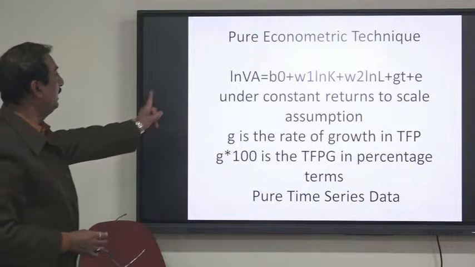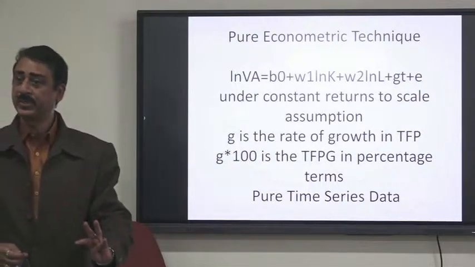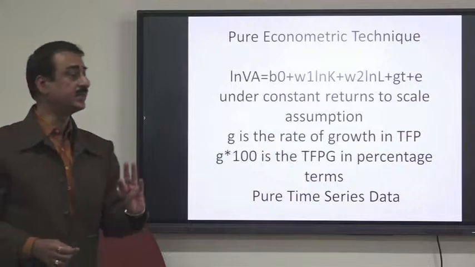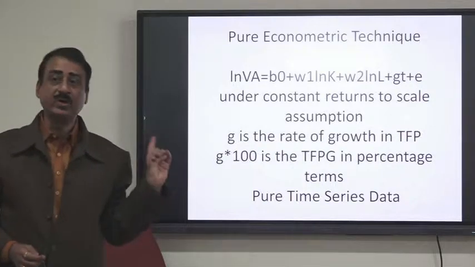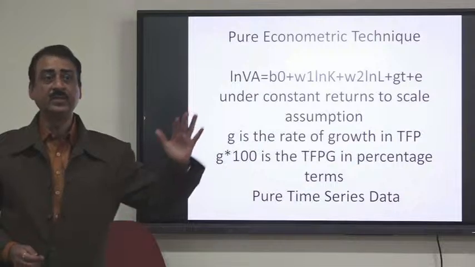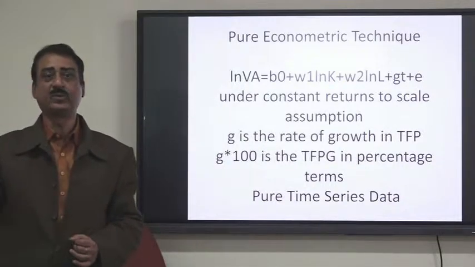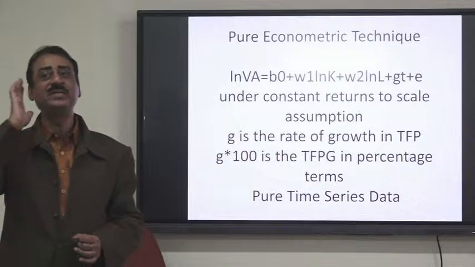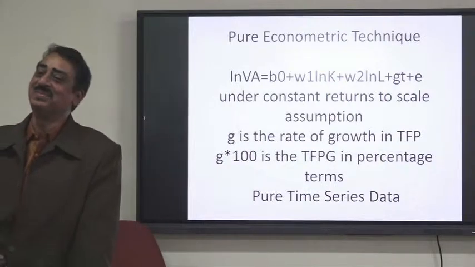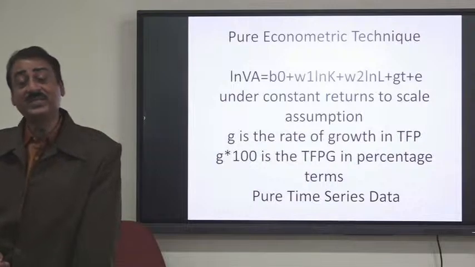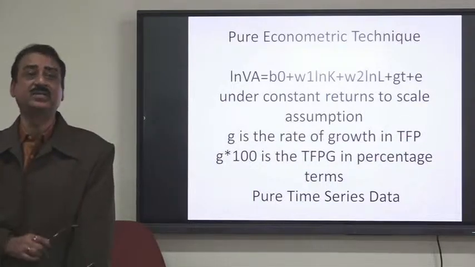But here, when we are considering these three methods I mentioned to you, one is pure growth accounting technique, another is your semi-econometric technique, and the third is your pure econometric technique. So in these three estimates, you can essentially work out the total factor productivity growth. And let me tell you that not necessarily these three methods will give you the same results. The methodological differences will have a significant impact on the estimation.